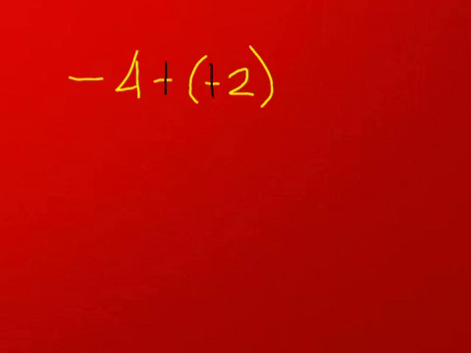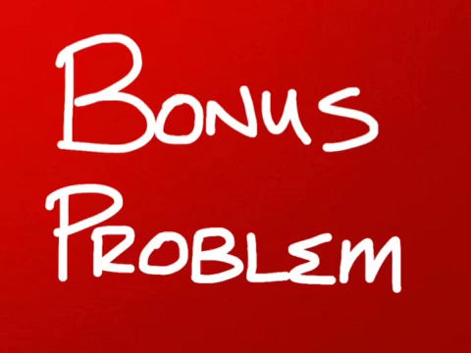We have negative 4 minus negative 2. When we have two negatives, we can just change it to positive. So we get negative 4 plus a positive 2. Negative 4 is bigger, then we get negative 2.